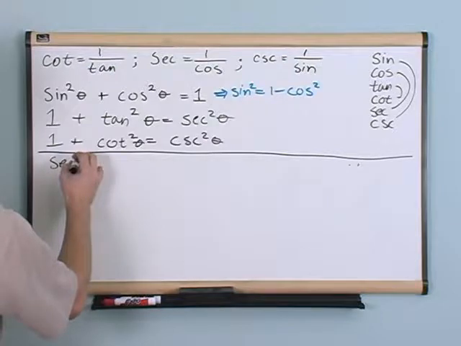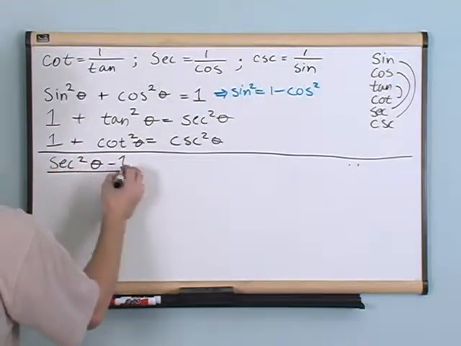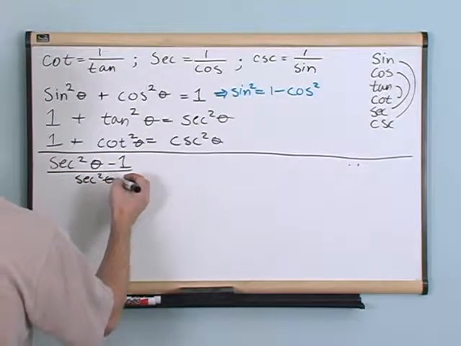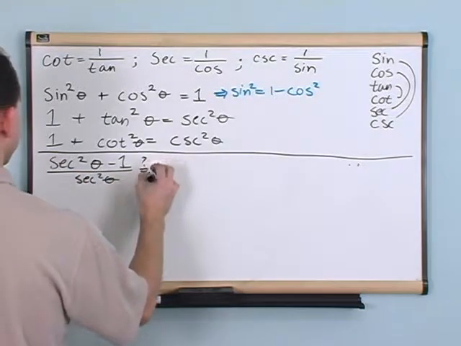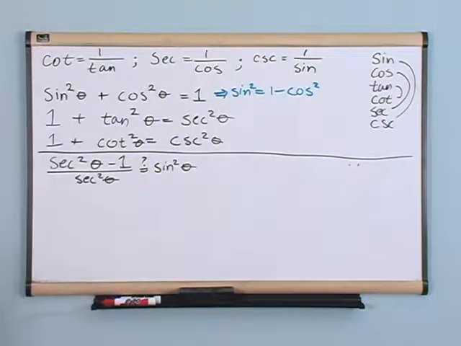What if you had secant squared theta minus 1 over secant squared of theta, and I'm going to ask myself, is that equal to sine squared of theta? Okay, is that equal to sine squared theta? Well, again, I've had a little bit more time to think about this problem than you guys have. In fact, I have them on my paper here. I've already thought about them, so I'm going to be a little bit ahead of probably where you are.